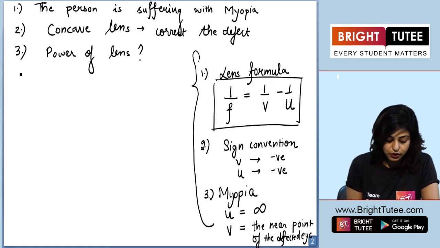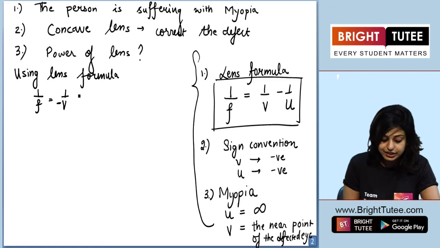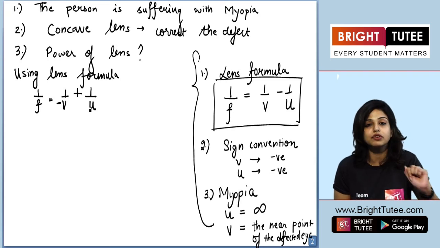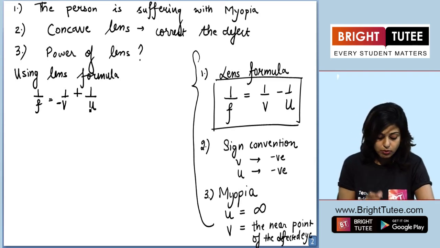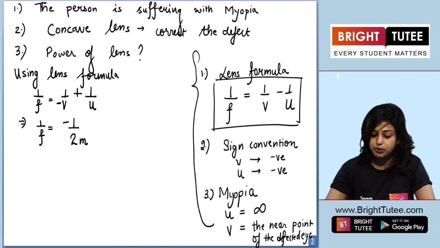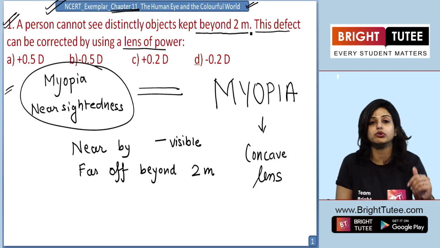Okay students, so let's first start with using the lens formula. What can we write students? 1 upon f is equal to 1 upon v, which is negative for the case of concave lens, minus will be altered with the minus sign of u, and we will get a plus sign. Okay students, now on putting the value, we can see that this is equal to 1 upon f minus 1 upon 2 meters, because in our problem students it has been written that the person cannot see beyond 2 meters.